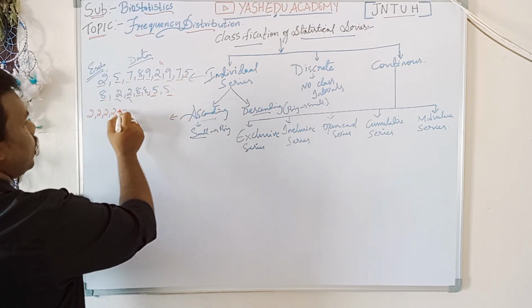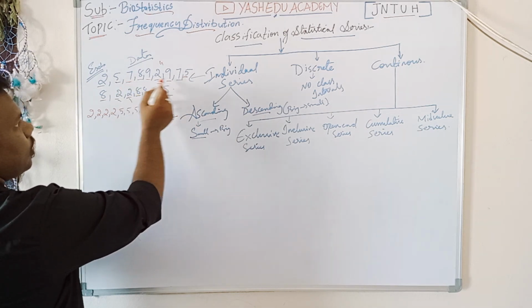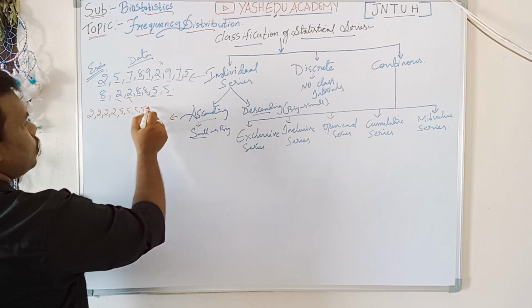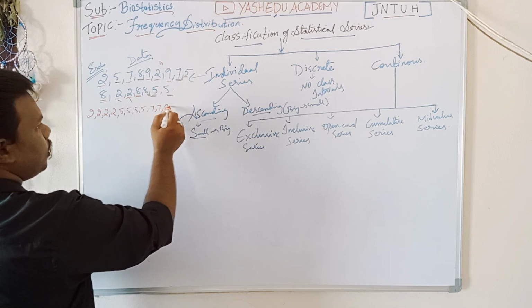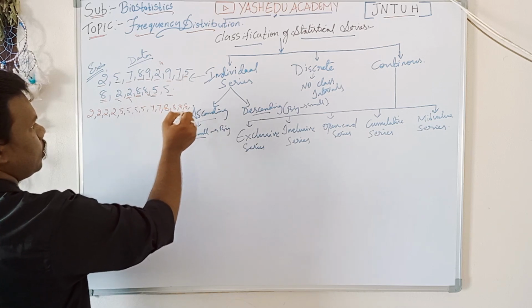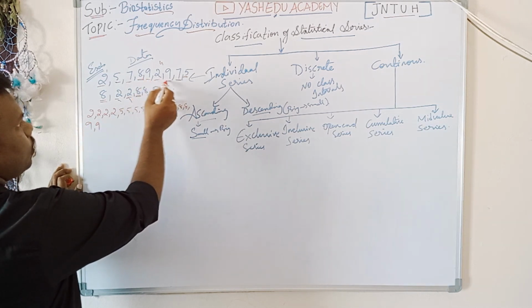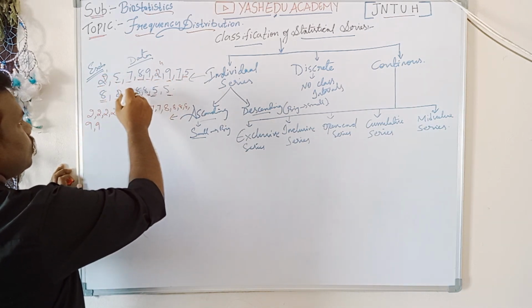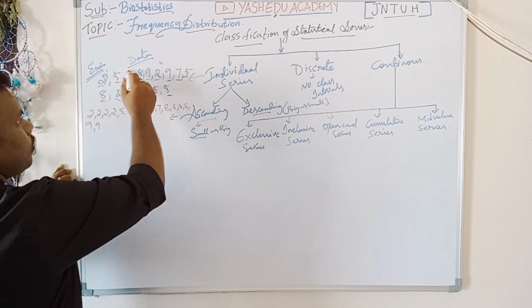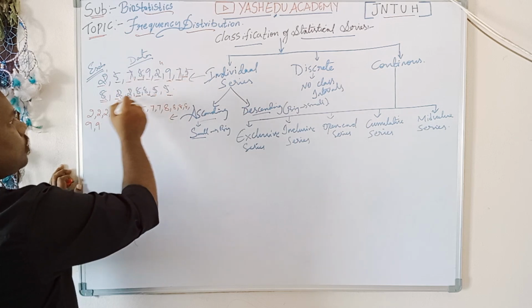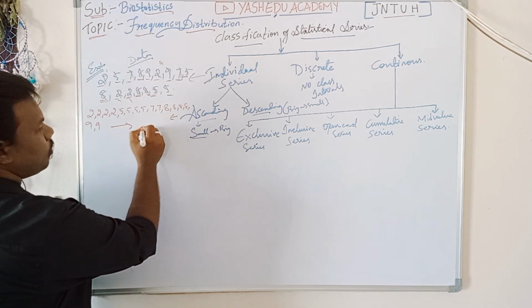5 we should write for 4 times. Now 7, 2 times: 7, 7. Then 8 is repeated for 4 times. Now 9, 9, 2 times. So 2 is finished, 5 is finished, 7 is finished, 8 is finished, and 9 is also finished. So it comes to the ascending format.